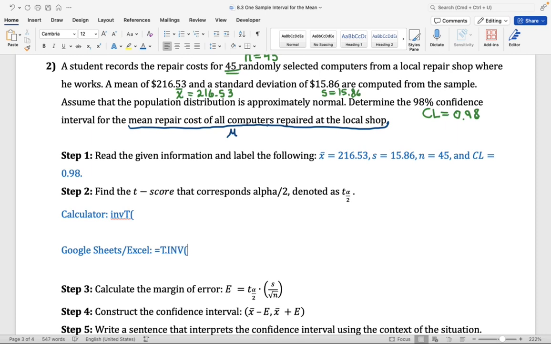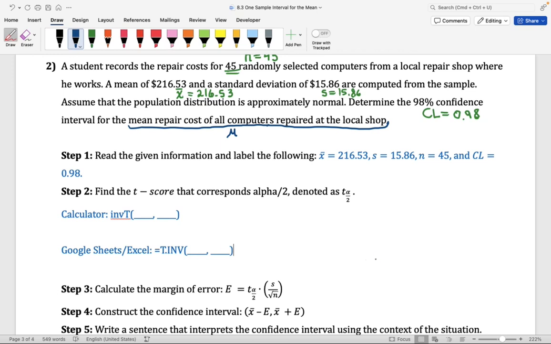=T.INV. Now we need two values here, right? We need the area to the left of the t-score we're trying to find. We also need the degrees of freedom. Same thing here below. We need the area to the left of the t-score we're trying to find and the degrees of freedom. So we need to find those values.